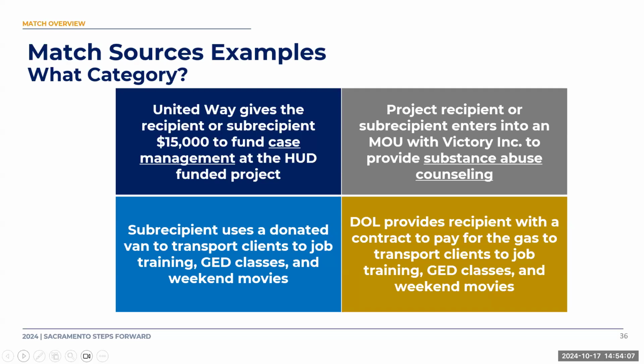I'll probably say this in future slides, but I'll say it now. Also, I recommend that people go after the largest, easiest match category that you can. I'm going to talk about everything that can be match, but if you don't have to track gas and mileage, that's great. Go after something bigger like a case management MOU. So I'm going to tell you all the things you can do, but when you design your project, you want to go after the biggest source of match so you have the least amount of admin burden and documentation. So you want to simplify your life as much as possible.